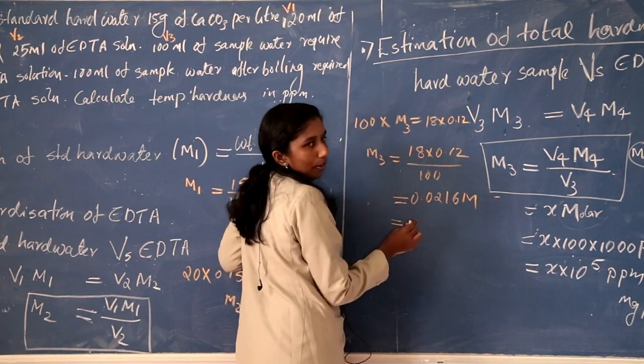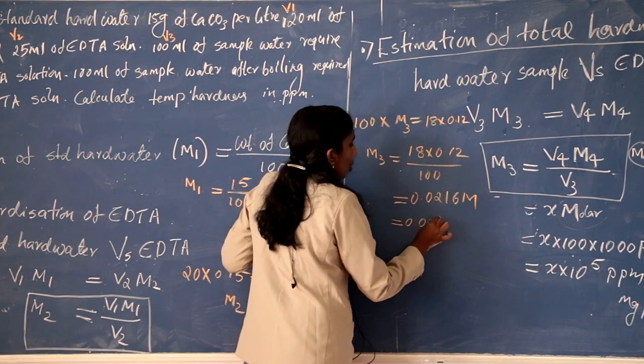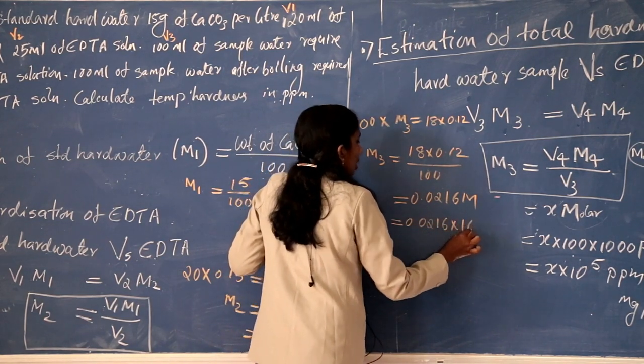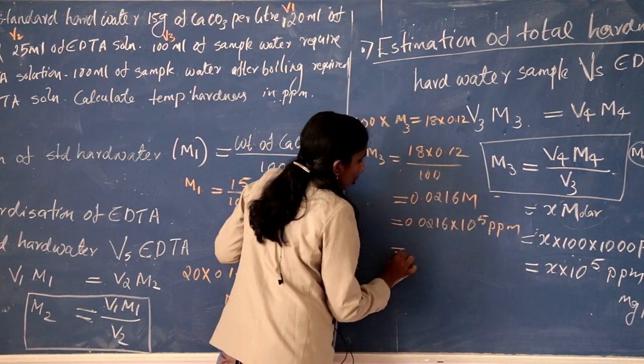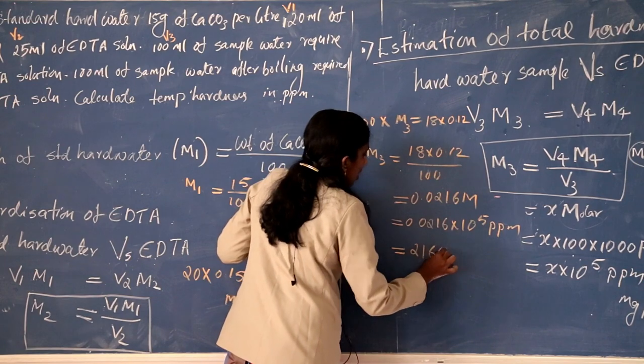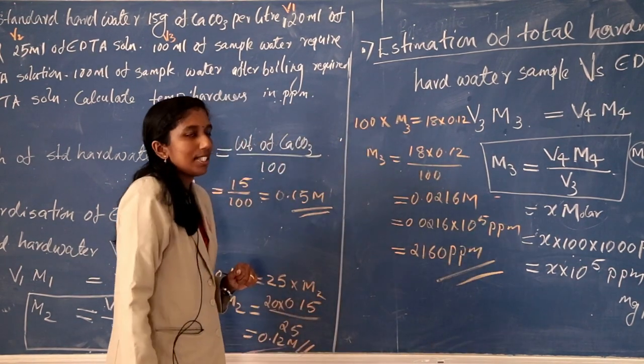Okay, this is hardness, so we have to convert it to ppm. To convert to ppm, multiply with 10 to the power of 5. So 0.0216 into 10 to the power of 5 ppm. This will be equal to 2160 ppm. This is total hardness.